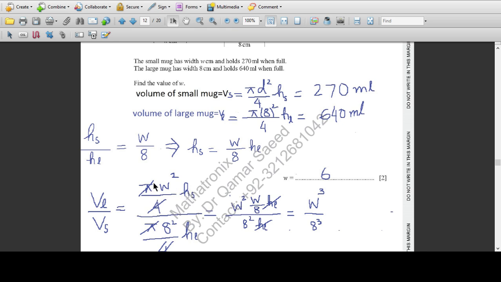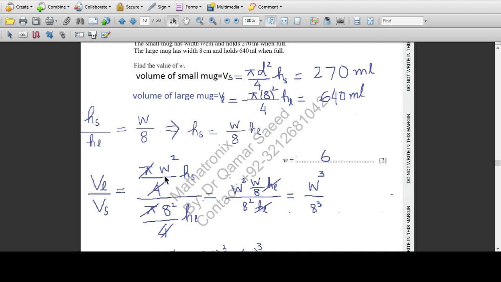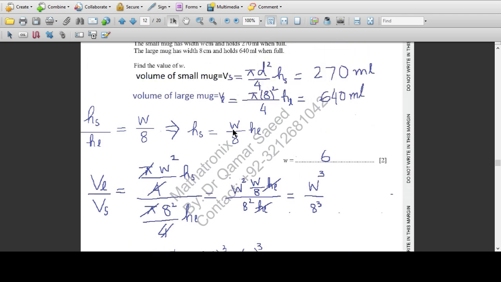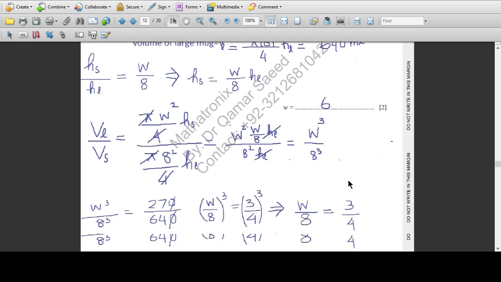So W upon 8, this pi upon 4 will cancel out, and W square, and in place of Hs we will write W upon 8 HL, and here 8 square HL. So this HL will cancel out with this HL, and this is W cube upon 8 multiplied with 8 square. In the denominator both are there, so this is 8 cube. So W cube upon 8 cube is equal to this volume 270 upon 640.